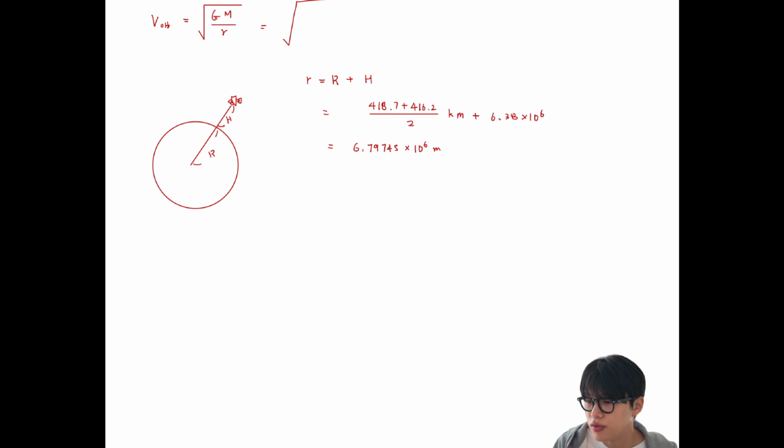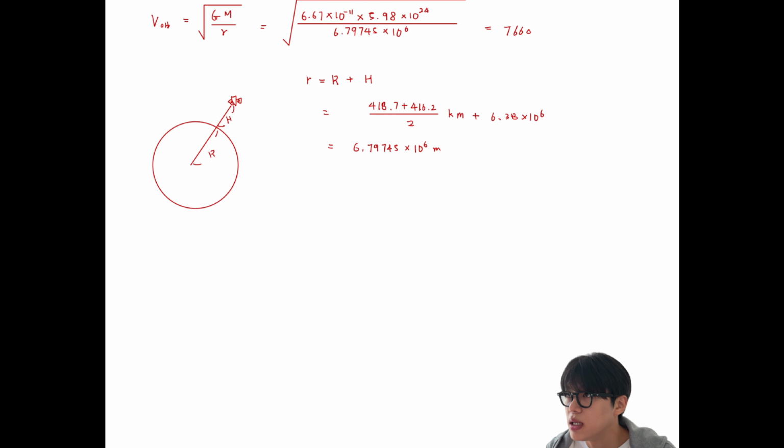So that is equal to the root. So the G value is 6.67 times 10 to the negative 11 times the mass of the Earth, which is given in the data. So 5.98 times 10 to the 24 kilograms divided by the radius that we just calculated, 6.79745 times 10 to the 6. So that should be equal to 7,660 meters per second. So that is about 8 times 10 to the 3 meters per second.